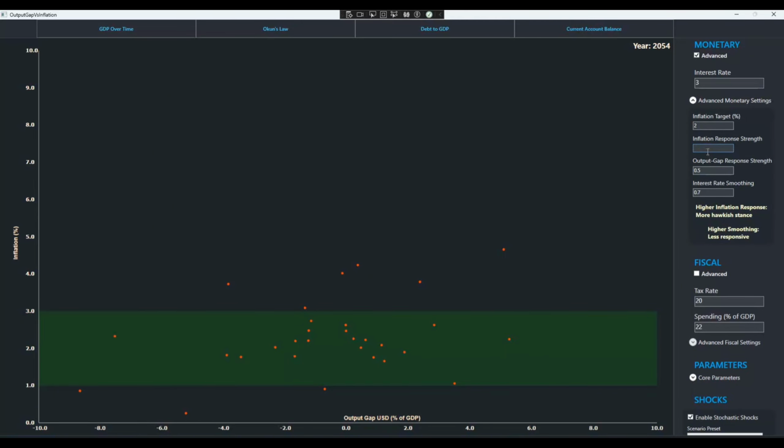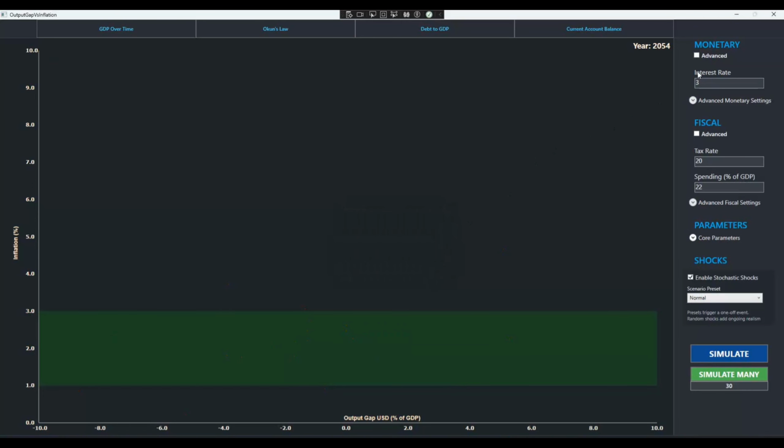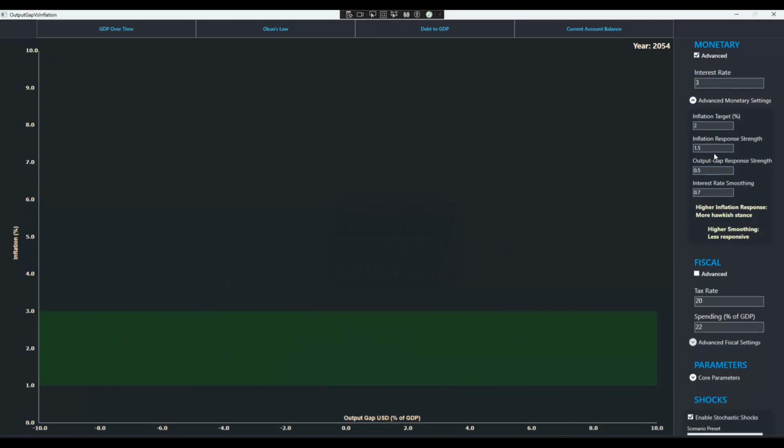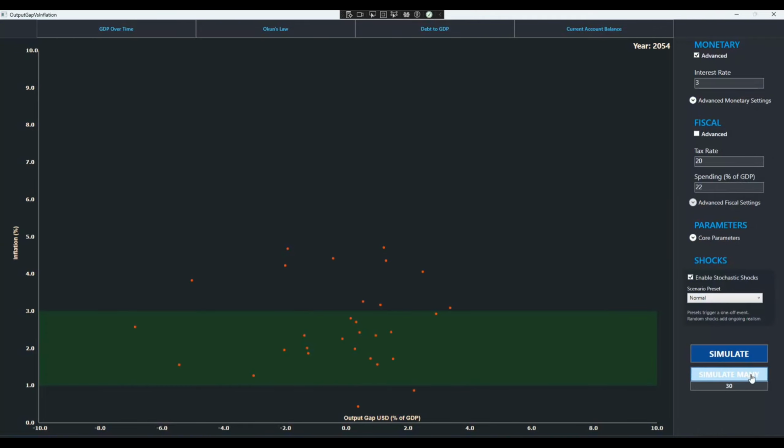So now if we revert that back to 1, so we had 9 points outside of the target band, and reverting it back to 1 strength. Let's see how many points lie outside. So we had 9 before, and now we have 1, 2, 3, 4, 5, 6, 7, 8, 9, 10, 11, 12. So as you can see, there are more points which lie outside of the target band, meaning that when you increase inflation response strength, you have more points which are clustered within the 1 to 3% zone.